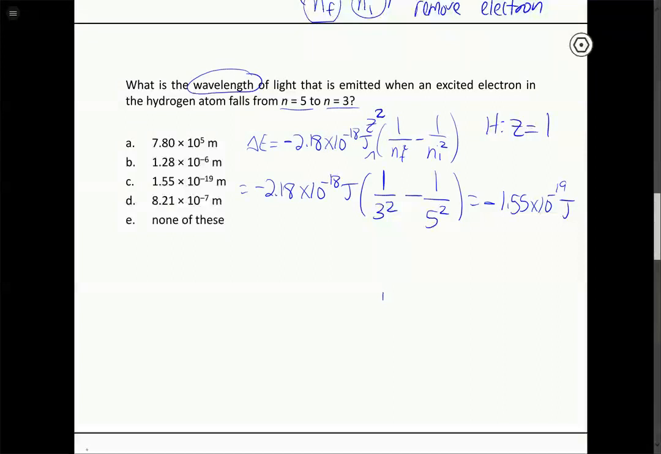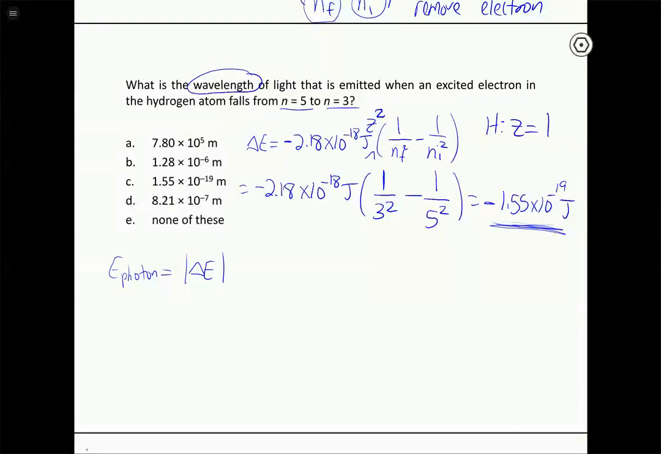But anyway, we have this delta E value, which is negative because we're going from higher n to lower n. It should always be a negative number if you're starting at higher energy going to lower energy. And then from there we need the wavelength of light that is emitted. So this is the difference in energy between the two energy levels. Remember that the energy of the photon is just equal to the absolute value of that energy. So if the energy is changing by minus 1.55 times 10 to the minus 19 joules, that means it's emitting a photon that has an energy equal to 1.55 times 10 to the minus 19 joules. The energy that is lost from the electron goes into generating a photon with that exact same energy.